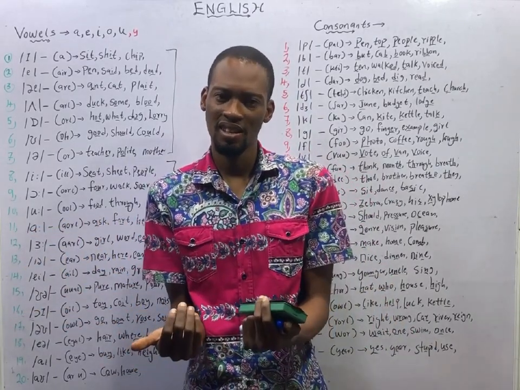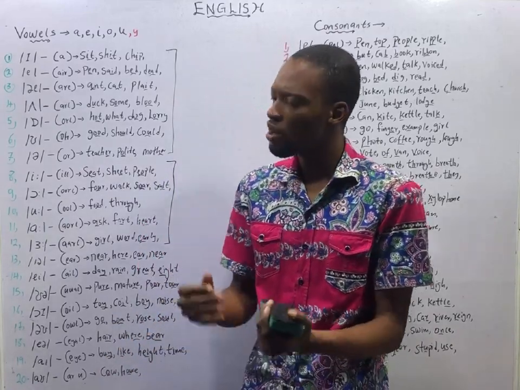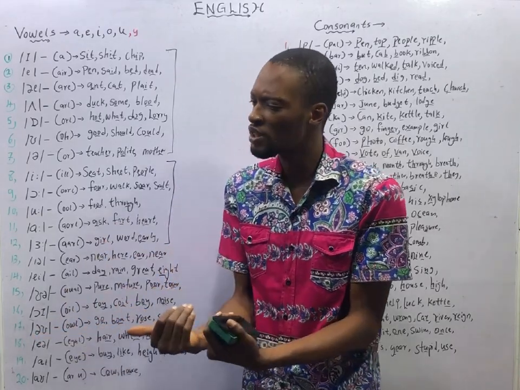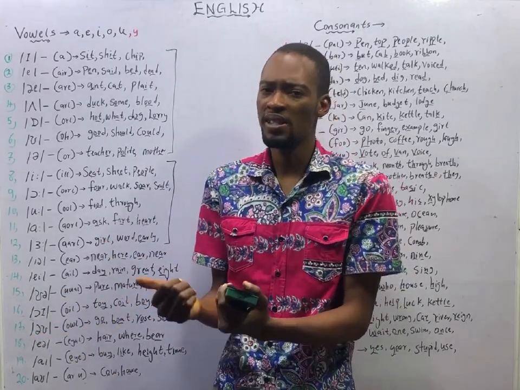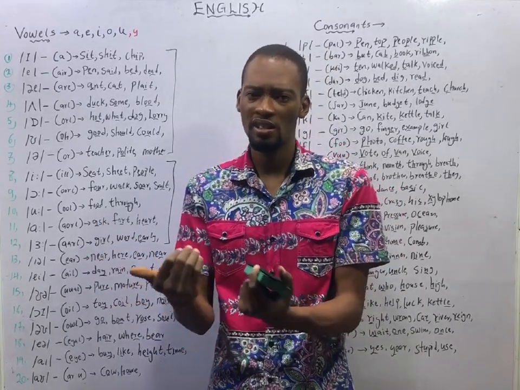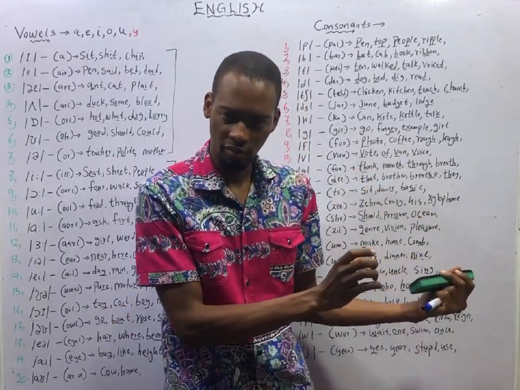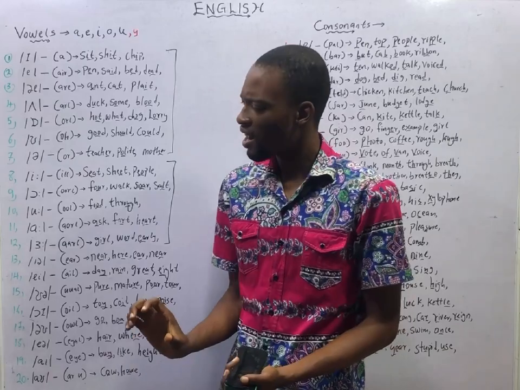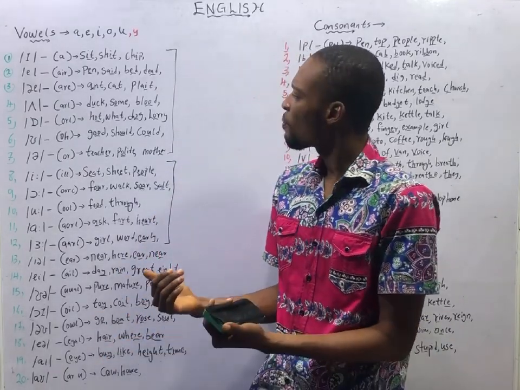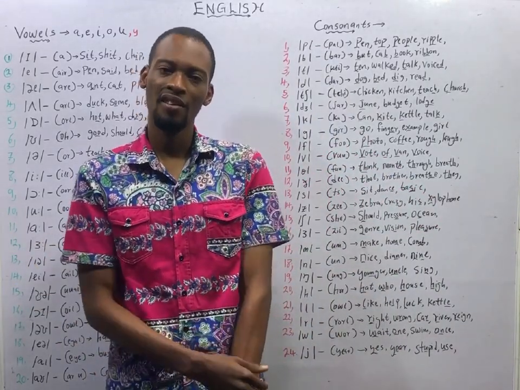Out of the 26 letters of the English alphabet, we are able to bring out 44 different sounds. Out of the 44 sounds, 20 are produced by the vowel letters, or they are the vowel sounds, while 24 are the consonant sounds. Vowel sounds are classified or divided into pure vowels, that is, monotones, and diphthongs.